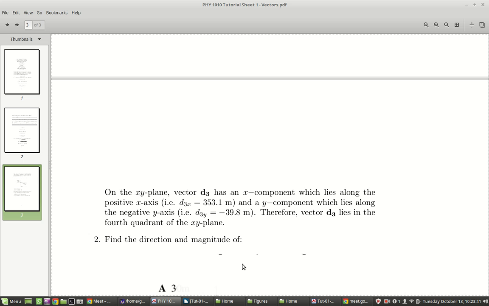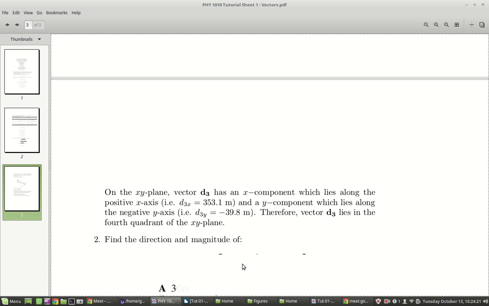The angles for the components, we already know them. A component either lies along the positive y-axis or along the negative y-axis. The x component either lies along the negative x-axis or the positive x-axis. In this case, the x component of vector D3 lies along the positive x-axis. The y component of vector D3 lies along the negative y-axis. That's why we are saying vector D3 is in the fourth quadrant.